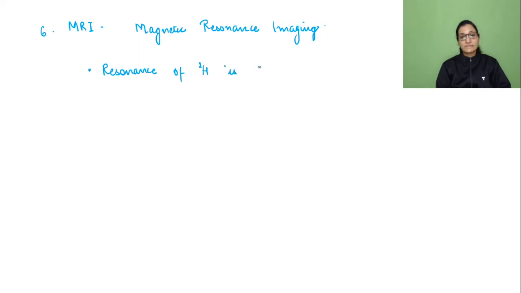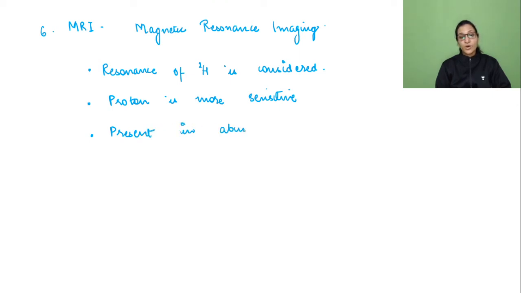In MRI, the resonance of the proton is considered. A proton is more sensitive, and it is present in abundance, because in the human body or in any organism it is present in abundance. So what all things are done through MRI?